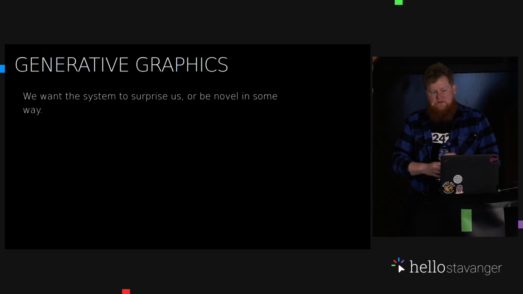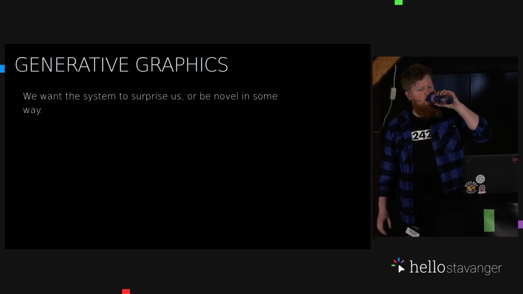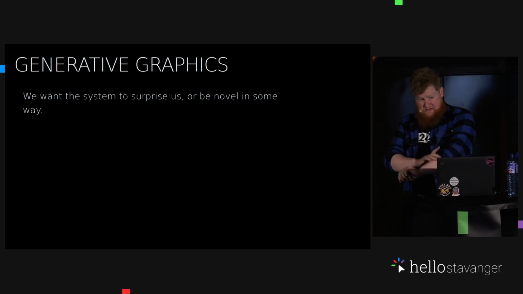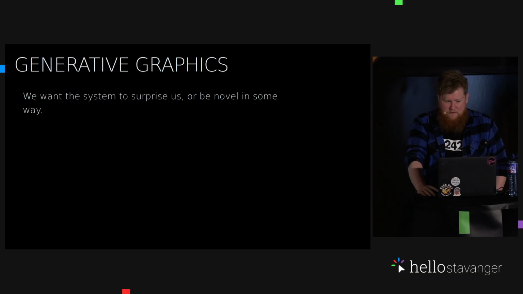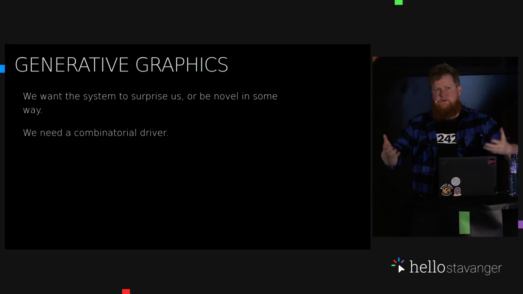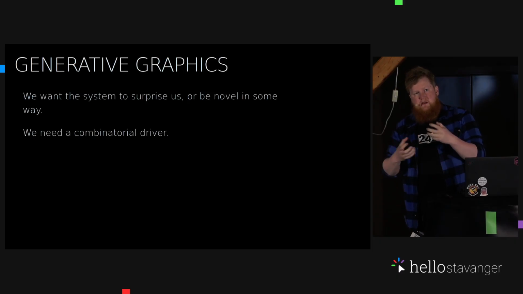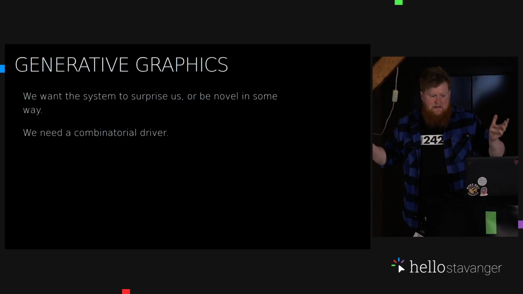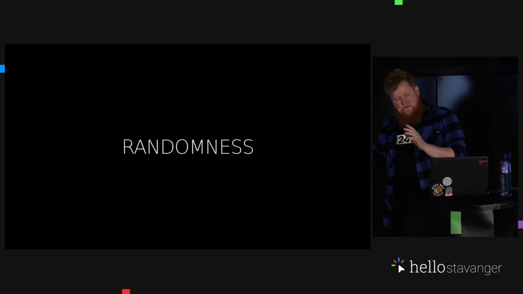Another thing we want from a generative system is the ability to surprise us or be novel in some way. This is maybe what the people that created OpenAI read at some point. We want to be surprised. In order to be surprised, we need some kind of a combinatorial driver. We need some kind of mechanism that lets us have simple rules, but a vast and interesting output space. And that takes us into randomness.